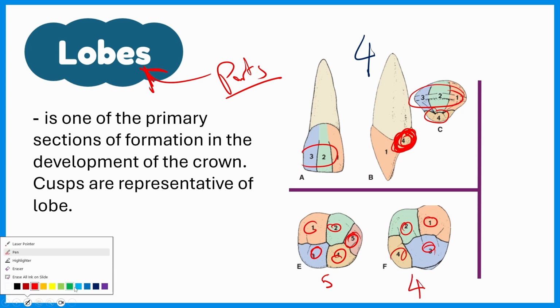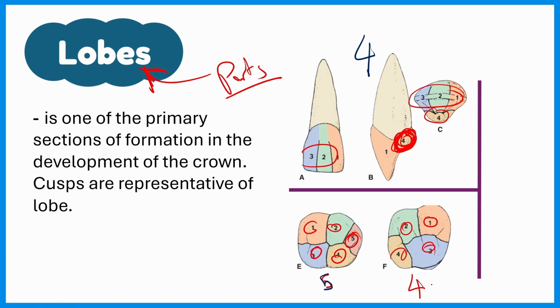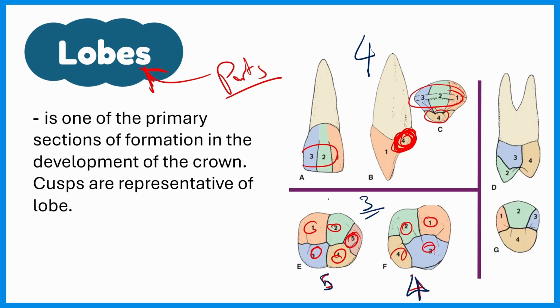So this one has 5, this one has 4. And wisdom teeth sometimes come in lots of variations. Sometimes they would have 3 cusps, so that means they have 3 lobes. So it all depends on the amount of cusps a molar has. That's in terms of the amount of lobes.